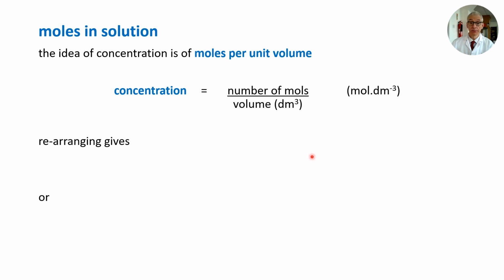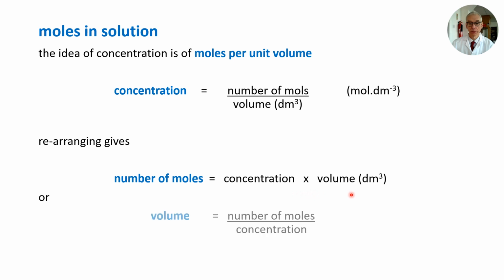Okay, so I'm going to reveal. So numbers of moles, we can bring volume up to multiply both sides by volume, gives us concentration times volume and leaves us with numbers of moles. So numbers of moles is concentration times volume. Or we can simply move volume to the left hand side and concentration to the right. So volume is equal to numbers of moles divided by concentration. Please note, volume is always in decimeters cubed.